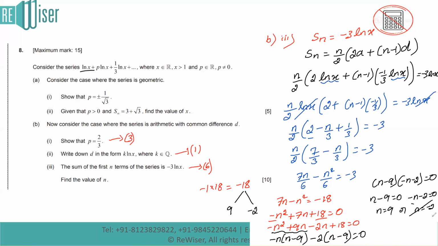We are talking about the number of terms. The number of terms cannot be negative. So that is the reason n equal to 9 is the only answer, and this is the final answer.